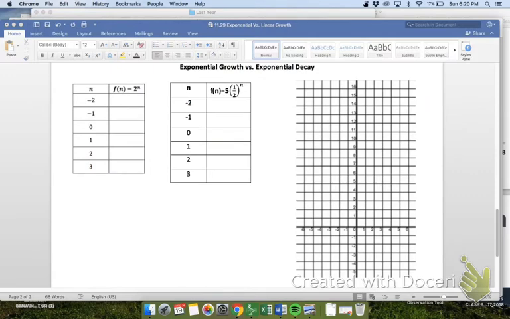Okay, so now we're going to examine a little closer two examples of exponential functions that are in two different forms. On the left we have f of n equals 2 to the n. That's the same function we had on the previous page, and we know this is going to be exponential growth. So I'm just labeling it.